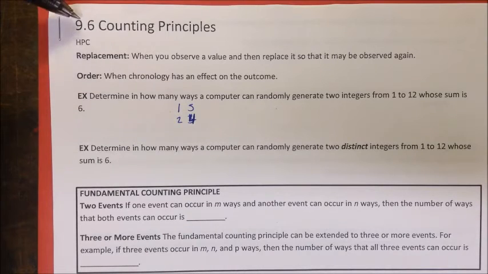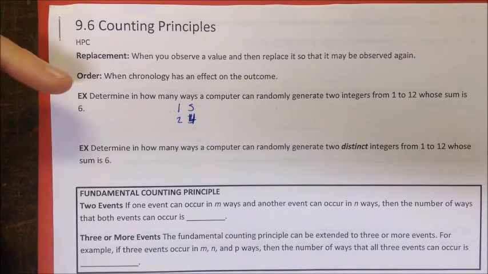Today's lesson is going to be on section 9.6, which is about counting principles. There's two big vocab words. The first one's kind of an important one. It's called replacement. It's when you observe a value and then you replace it so it may be observed a second or third time, many times. This one is a big one. You'll know that it's going to be coming into play because they'll usually talk about it in the example problems.